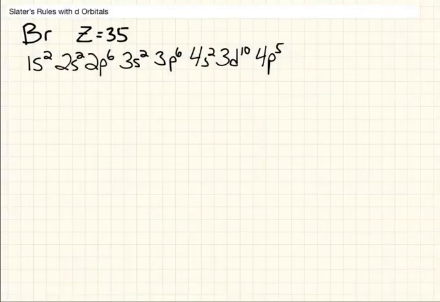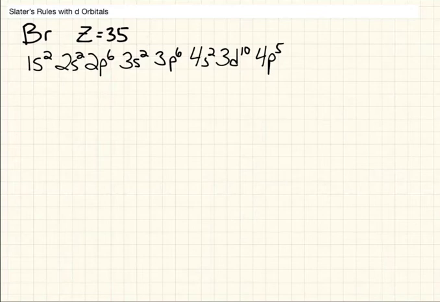I just wanted to do a quick video on Slater's rules, but specifically Slater's rules when we've got d orbitals in our elements, because sometimes that can cause us to have to think about things a little bit differently. So I thought I'd walk through a couple of examples and really explain how to handle the d orbitals. What I'm going to talk about today would explain f orbitals as well, but we don't often get that far talking about normal, everyday run-of-the-mill chemistry.